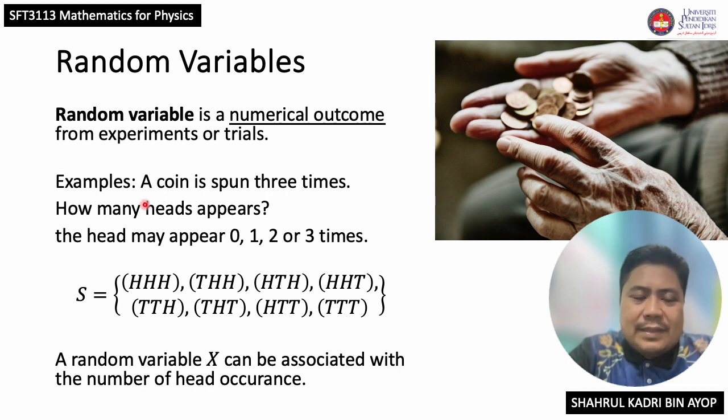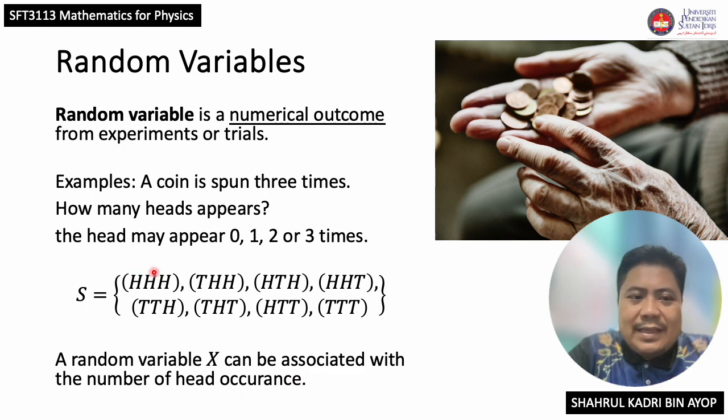For example, a coin is spun 3 times. How many heads appear? We can have the head appear 0 times, 1 time, 2 times, or 3 times. So we can have a combination of outputs, either head or tail, and so on. A random variable X can be associated with the number of head occurrences.